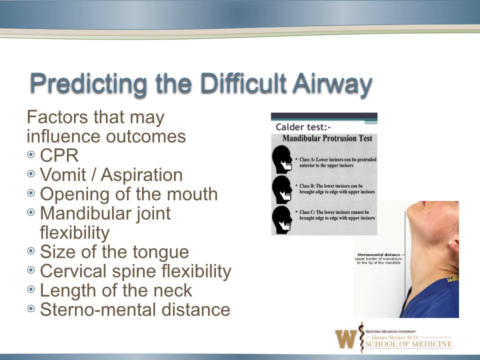Cervical spine flexibility, the length of the neck, the sternal-mental distance, you see a graphic for that. It tends to be a good predictor of ease of intubation. The longer that distance is, commonly, the easier it is to visualize cords.